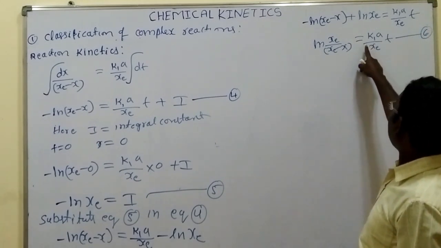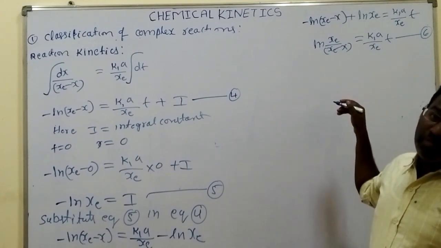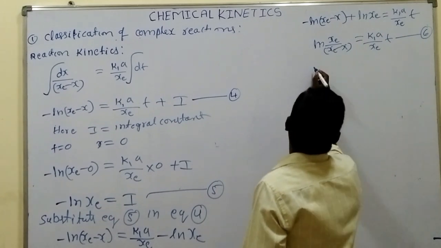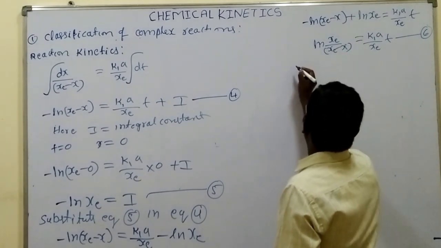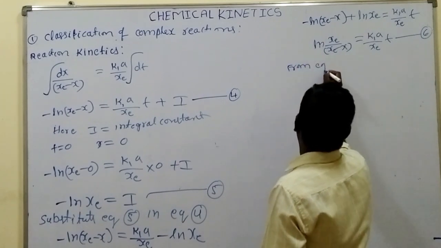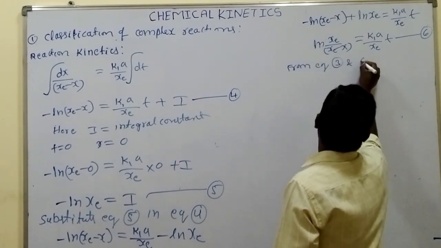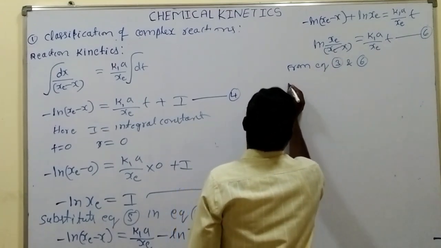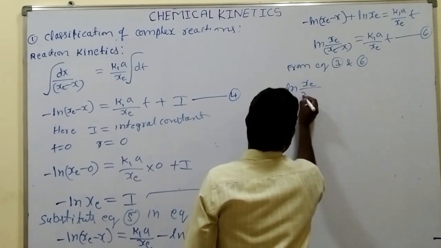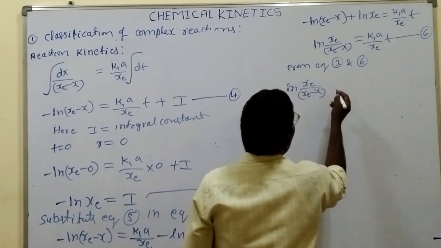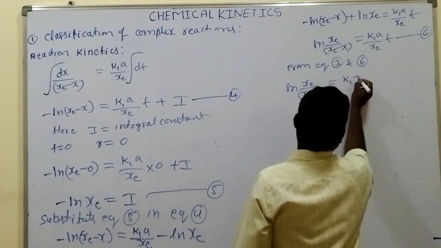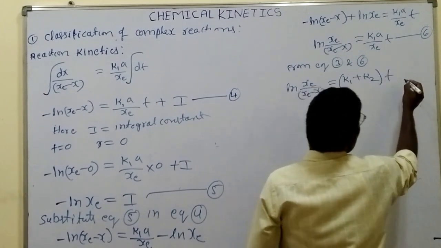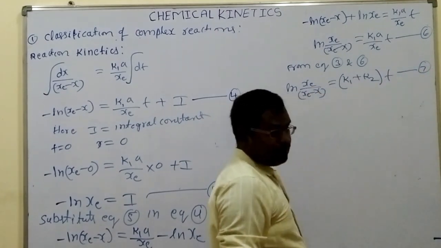So further we have the k1a by xe value. It is k1 plus k2 only. So from equation 3 and 6, how can we write this equation? ln xe by (xe − x) is equal to (k1 plus k2) into t. So this is equation 7.